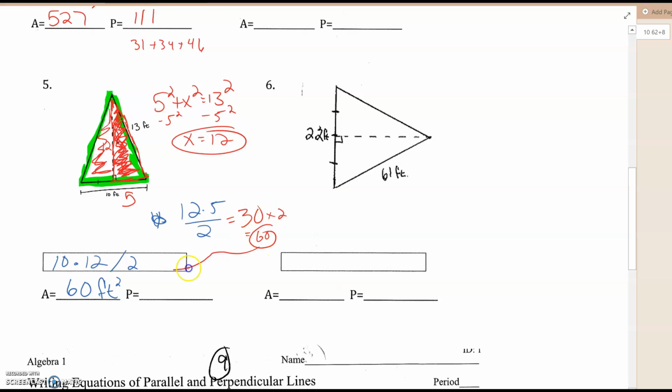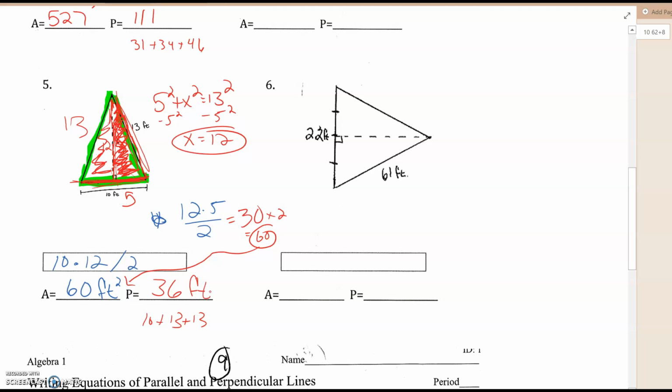So you can do it that way, but I would just use the whole base here at the bottom. Okay, and the perimeter, this is 10, 13, and then since these are equal, this is also 13. 10 plus 13 plus 13, which would be 36 feet.